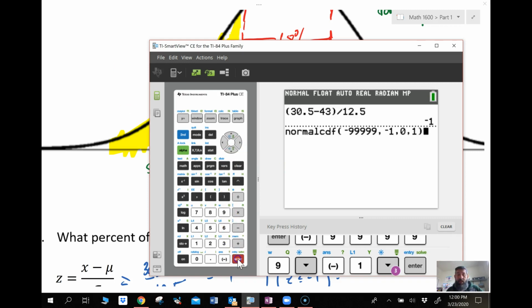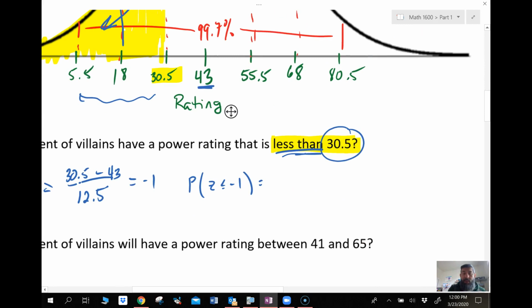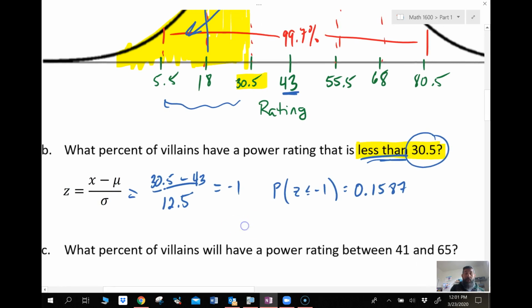All right, so we're just going to keep those the same, and we're going to hit paste. Hit enter. And then it gives you the paste there. You're not done yet. You have to enter one more time. And we get our answer, 0.1587. I like my students to put 4 decimal places there. 0.1587.